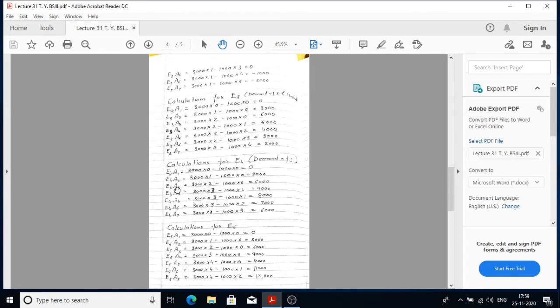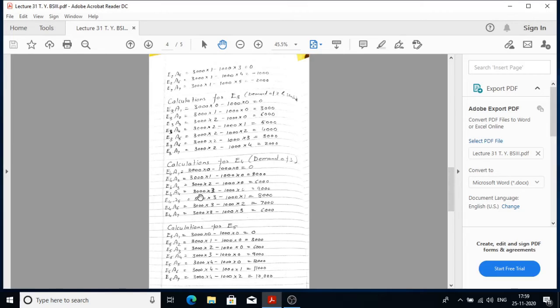E4 A3. So stock of 2 boats and demand of 3 boats. So we can give 2 boats. So 3000 into 2 minus 1000 into 0. So answer is 6000.